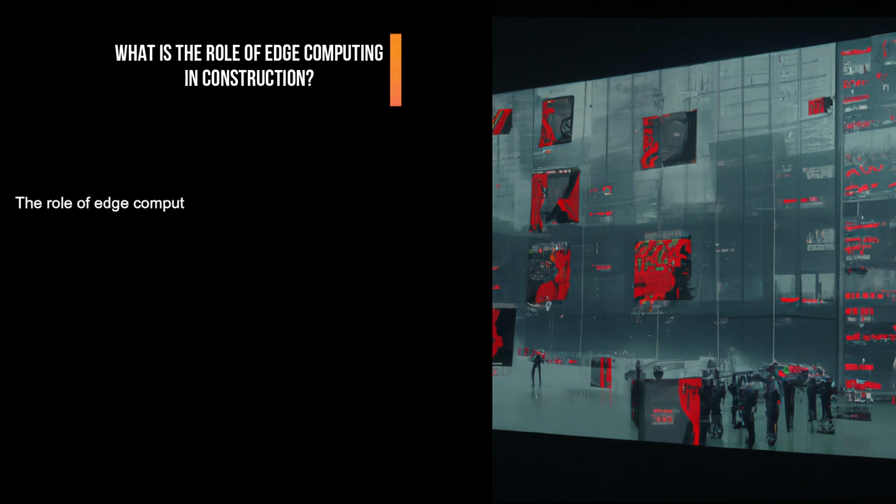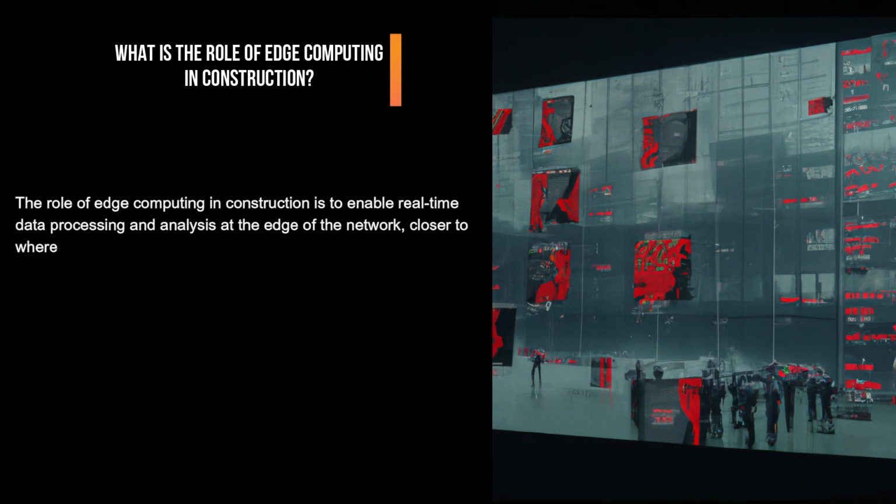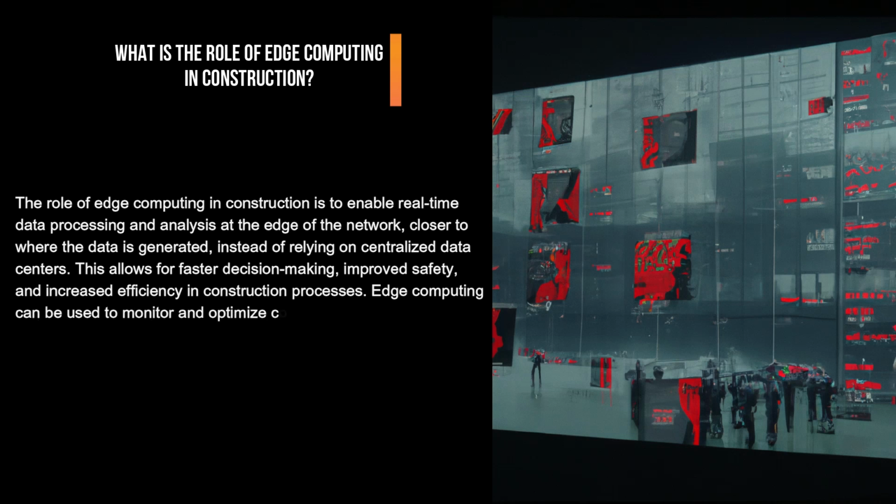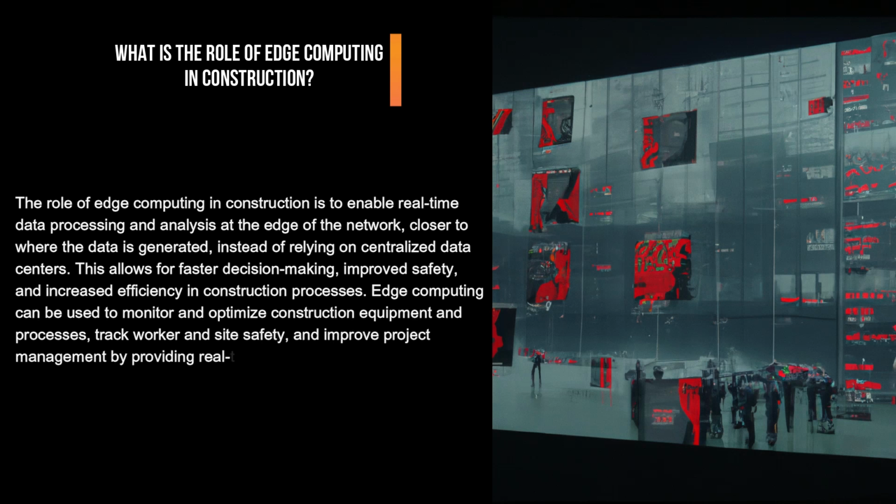What is the role of edge computing in construction? The role of edge computing in construction is to enable real-time data processing and analysis at the edge of the network, closer to where the data is generated, instead of relying on centralized data centers. This allows for faster decision-making, improved safety, and increased efficiency in construction processes. Edge computing can be used to monitor and optimize construction equipment and processes, track worker and site safety, and improve project management by providing real-time data and analytics.